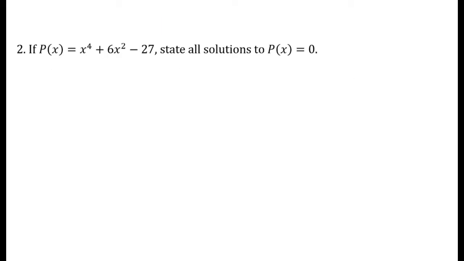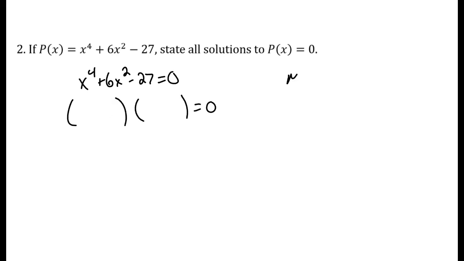If p of x equals this polynomial here, state all solutions to p of x equals 0. So I want to know what are the solutions to this equation. Well, I've got a trinomial here, so I'm going to factor it by asking myself, what multiplies to negative 27 that adds to 6? What two numbers multiply to negative 27 that adds to 6? 9 and negative 3.